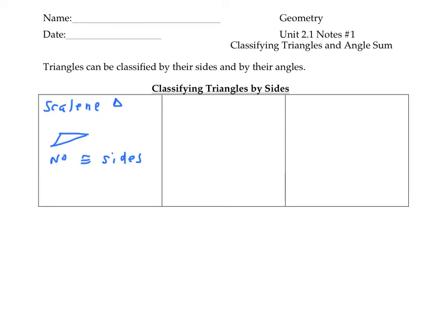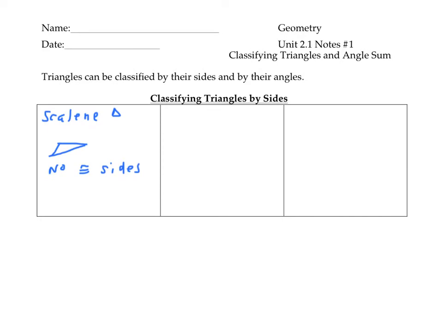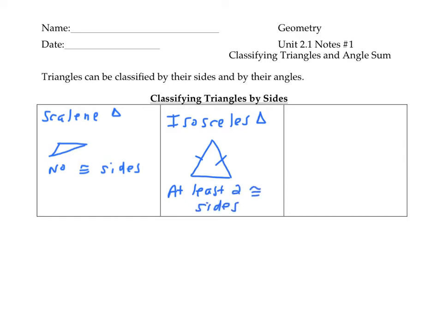The second type of triangle is an isosceles triangle. And in an isosceles triangle, we have at least two congruent sides. And the third type of triangle is an equilateral triangle. And in an equilateral triangle, all three sides are congruent.